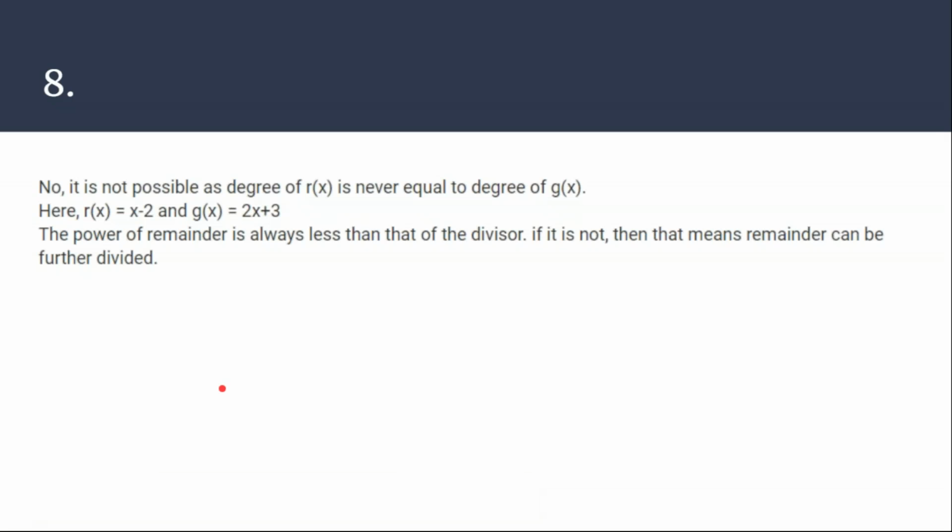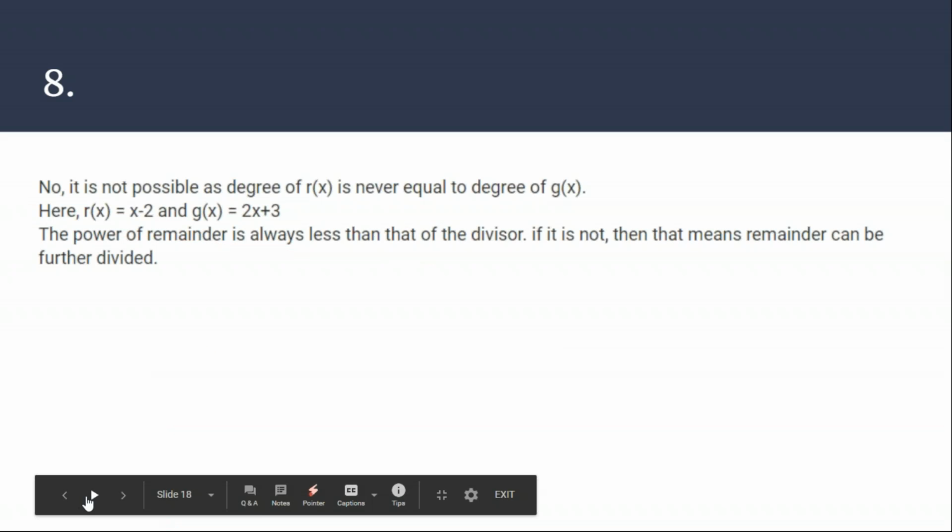Okay, here it's given on the screen. As degree r of x is never equal to the degree of g of x. Okay. In case it is greater than g of x or equal to g of x, which means we can perform further division. Right? If you just go back one question, you will come to know that, right?